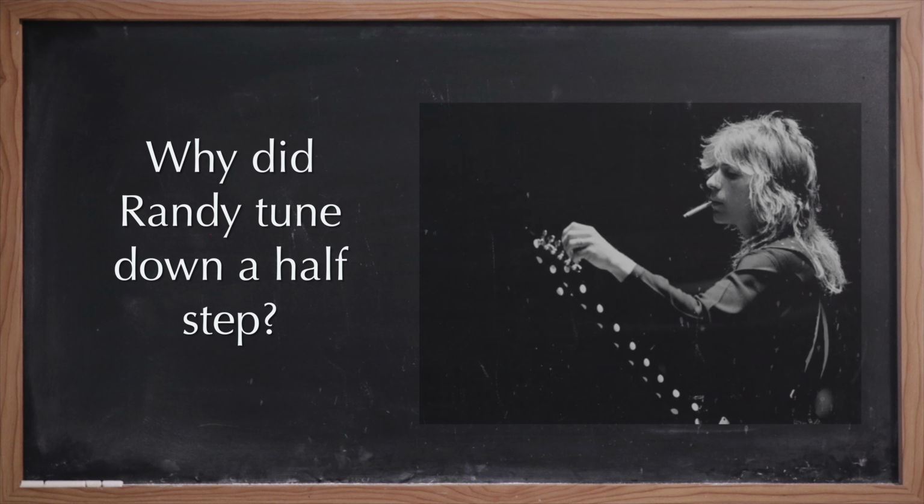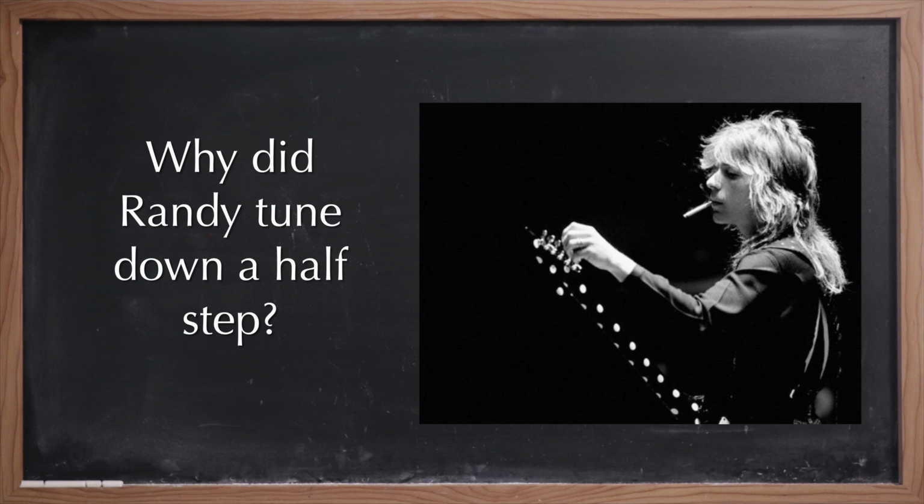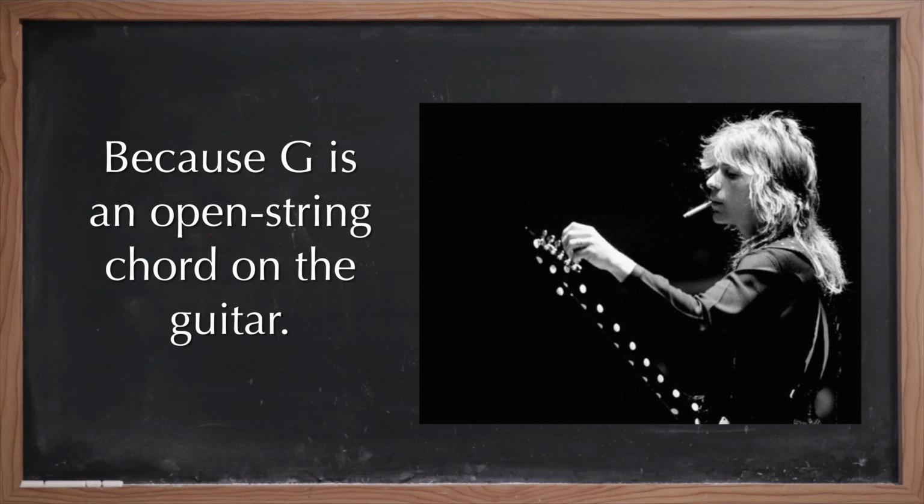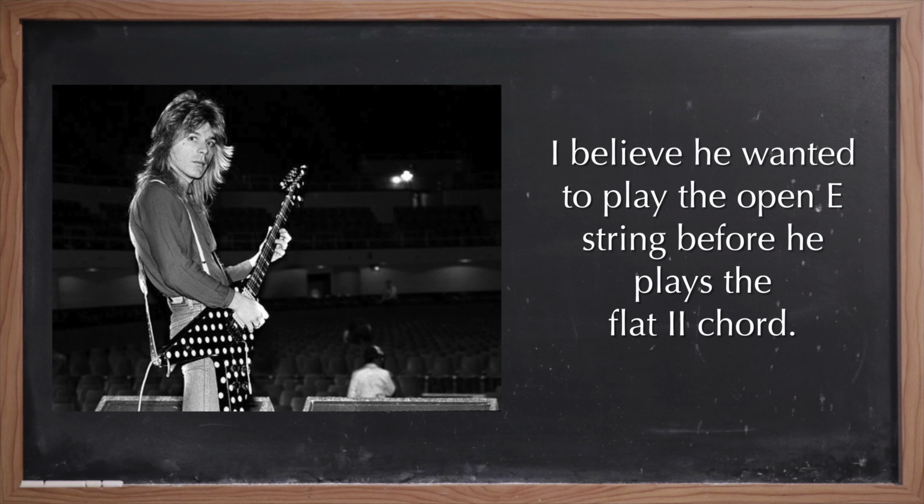Some people might be wondering, why did Randy Rhoads tune down a half step with this song? Because G is actually a key on the guitar that uses a lot of the open strings. So some people might be wondering, why did he choose to tune down a half step and then use the key of G minor? Well, I don't know for sure, but I believe that it may have been because he wanted to play this one part that starts right before he starts playing the 16th notes.